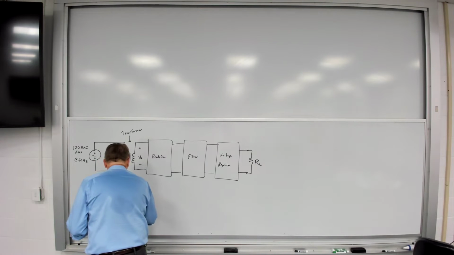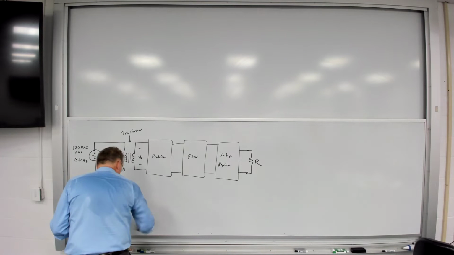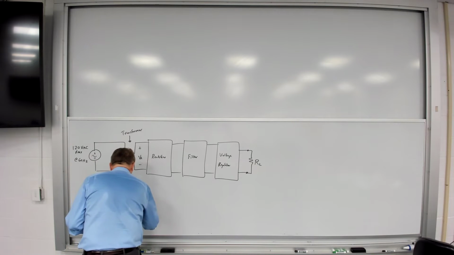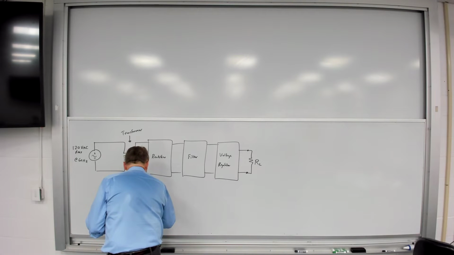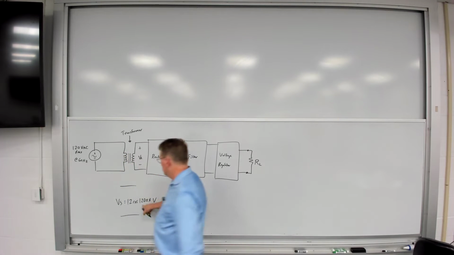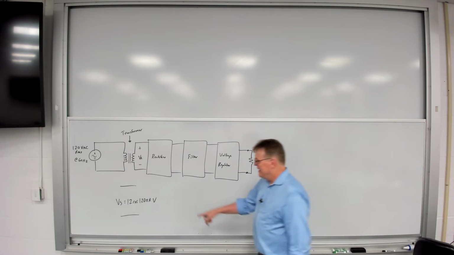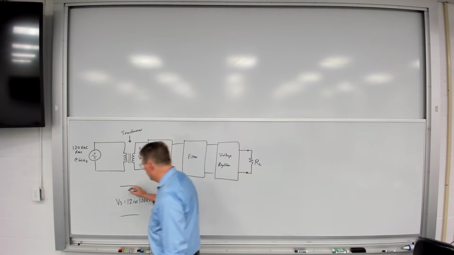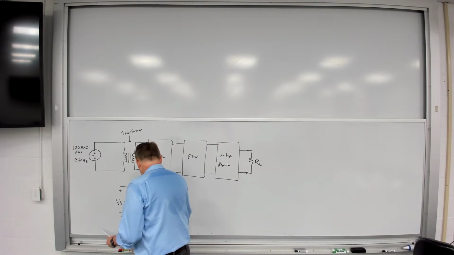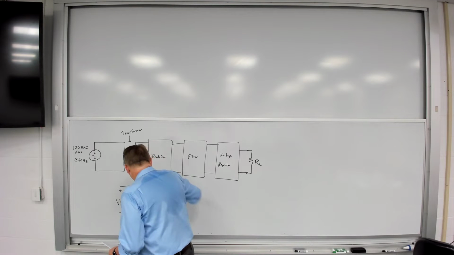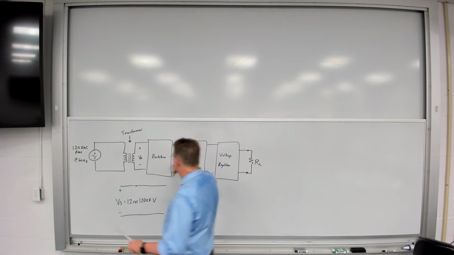Let's say Vs is equal to 12 times cosine 120 pi t volts. So 60 hertz, omega is equal to 2 pi f. And I'm just representing this as a sinusoid. So here is my Vs voltage. And then I'm going to feed this into the rest of my circuit.